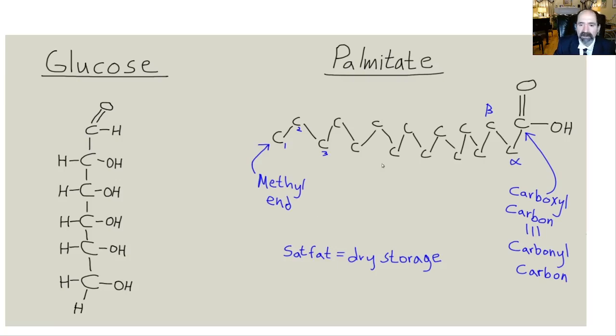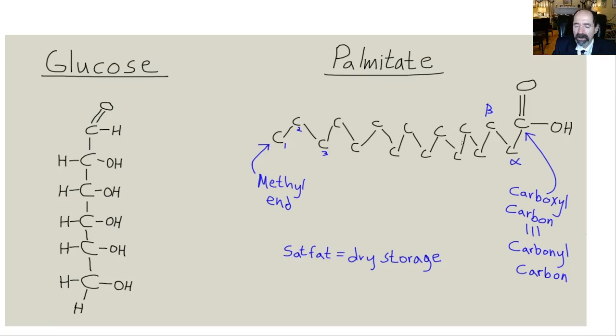In comparison, look at this molecule of fat. This is palmitate, a saturated fat, meaning no double bonds. And notice there's no oxygens on any of these carbons except the one at the end. This is called the carboxyl carbon. Also, a double bond to an oxygen is called a carbonyl. So this is a carbonyl carbon. The carbon adjacent to it is the alpha carbon. The next one is the beta carbon, like the Greek letters alpha and beta. And that'll be relevant later when we talk about beta oxidation of fats.